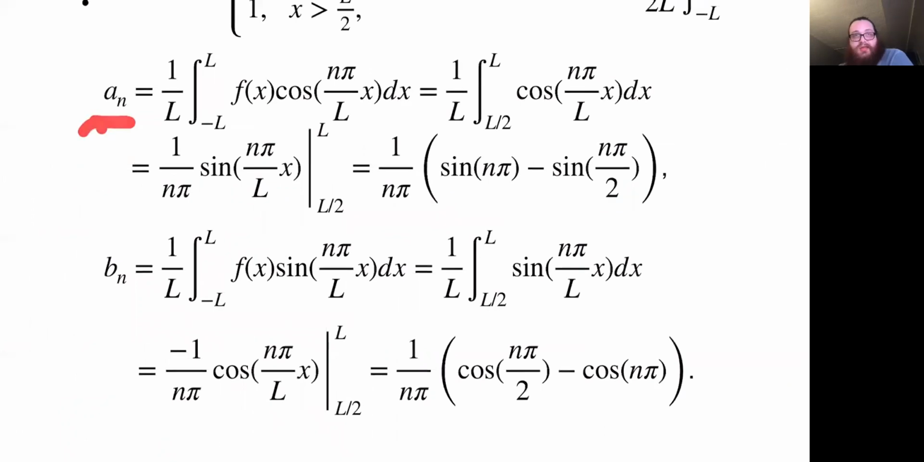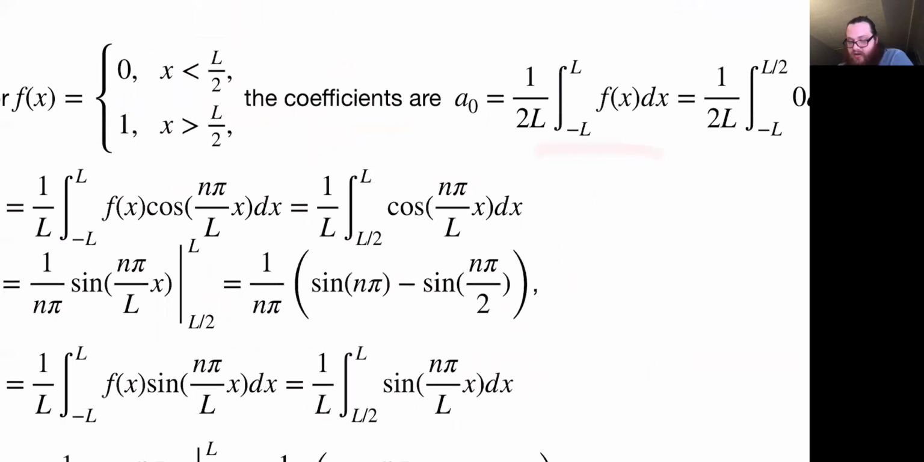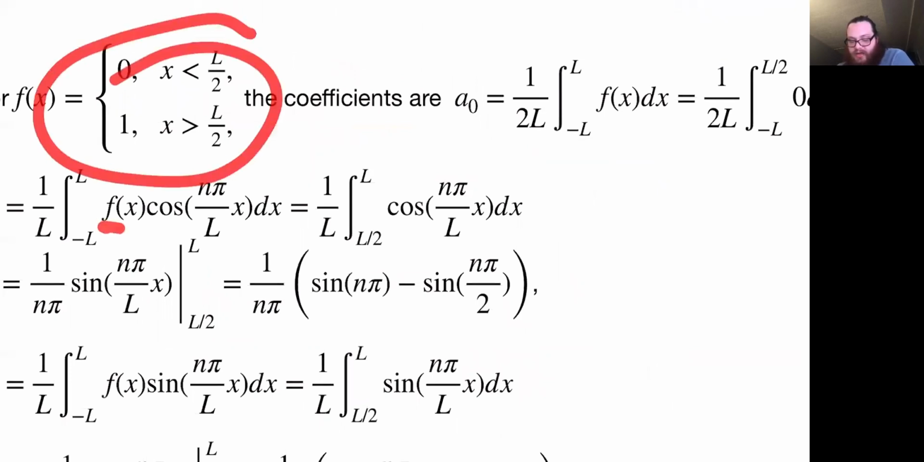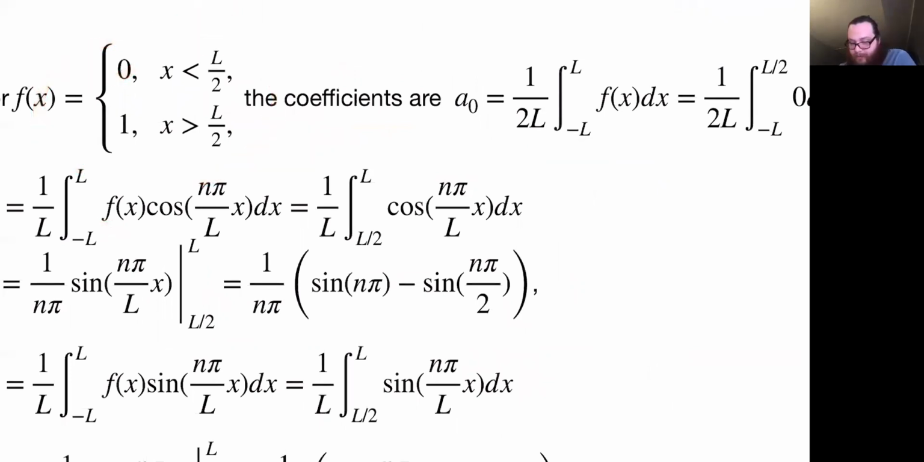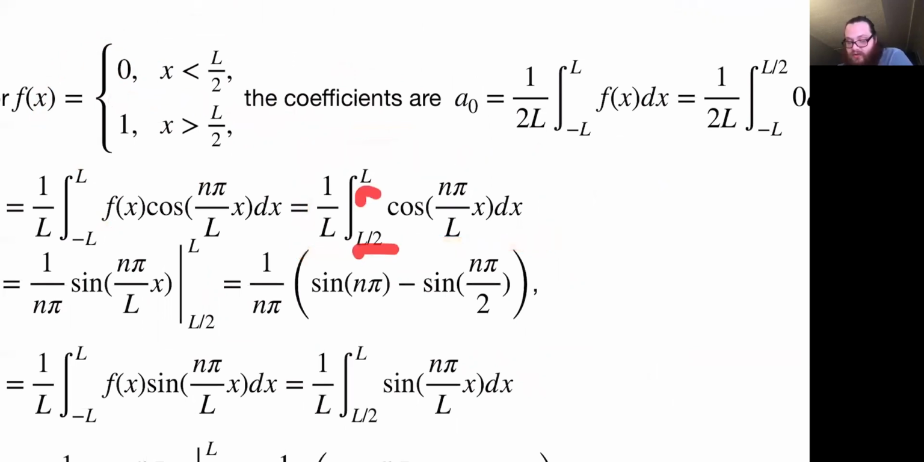So for a sub n, which are the coefficients for the cosine pieces, by definition, this is what the coefficient is in terms of f of x. Same as up here, f of x is defined in a piecewise manner, so you have to break up the integral. The piece from negative L to L over 2 is 0, so we don't see that. So we're just left with 1 over L times the integral from L over 2 to L of 1 times cosine n pi over L x.